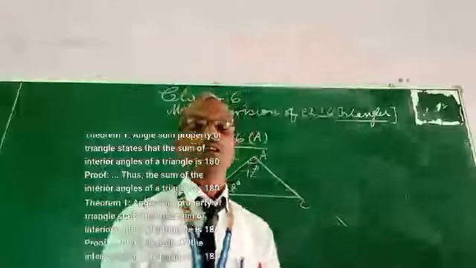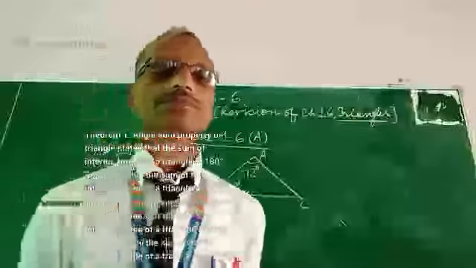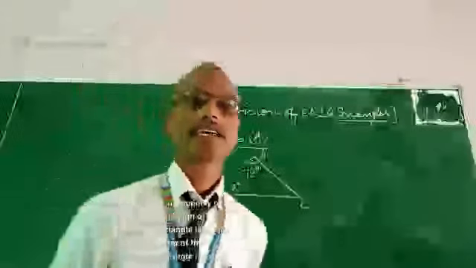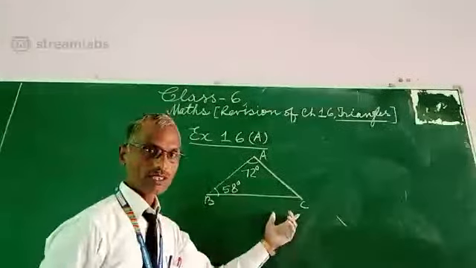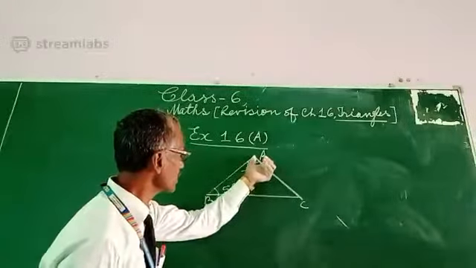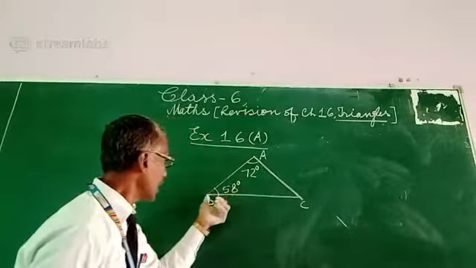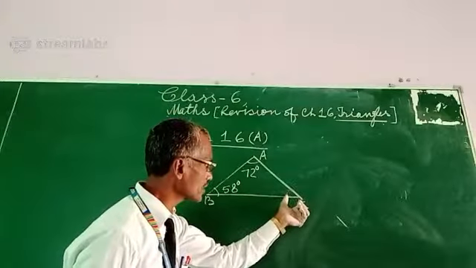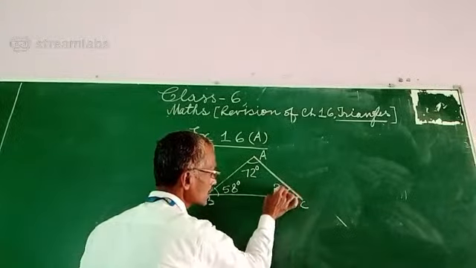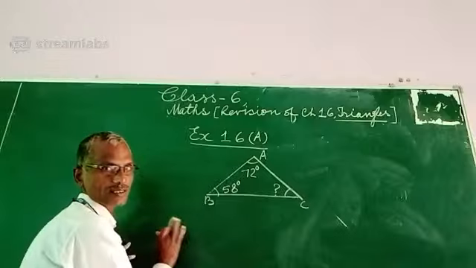Okay, angle sum property, as the sum of all interior angles of a triangle is 180 degree. Good. Now we will use this property. Here it is given that in the triangle, measure of angle A is 72 degree, measure of angle B is 58 degree, then find the measure of angle C. What will be the measure of angle C? By using the angle sum property of the triangle, we can solve it.